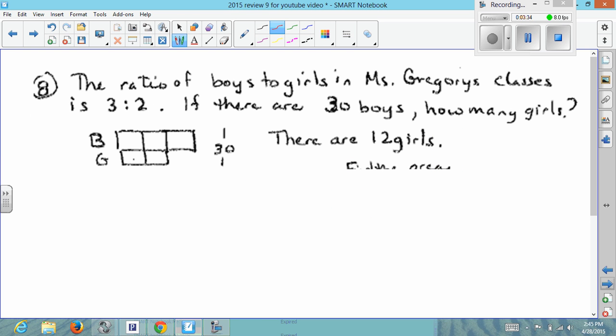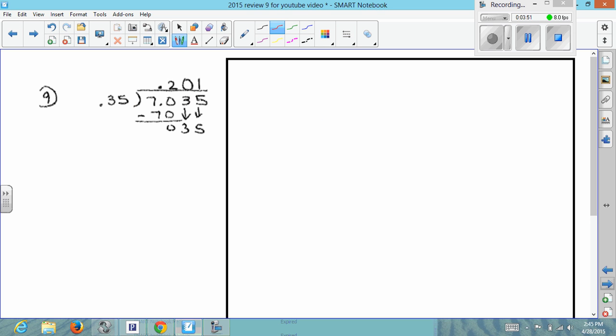Okay, next one, the ratio of boys to girls in Miss Gregory's class is 3:2, so that's right. It says if there are 30 boys, so I'm going to put my 30 here. That means in each box I'm going to have a 10. And then I'm going to write my answer as a complete sentence.